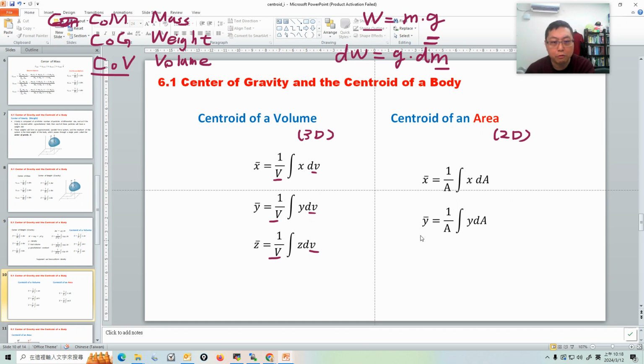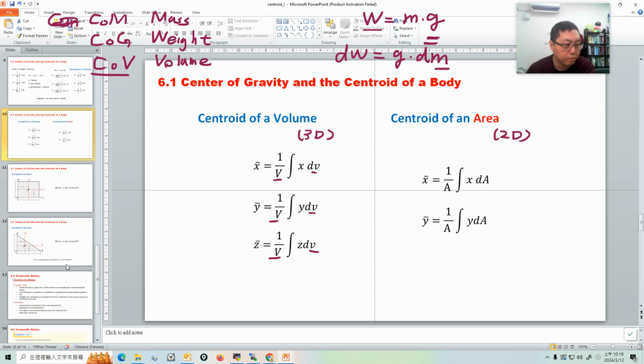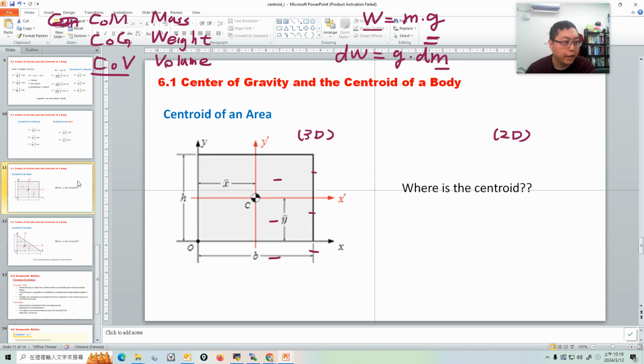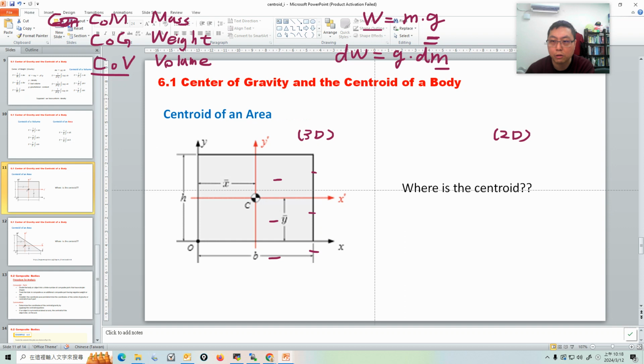Yeah, but I think this looks very abstract. I think you need some examples to solidify this concept. Actually, I will use this formula to calculate the centroid of a right triangle, but I think I will do it in the next video, because this video is kind of too long. So in the last part of this video, I just introduce a very simple example.